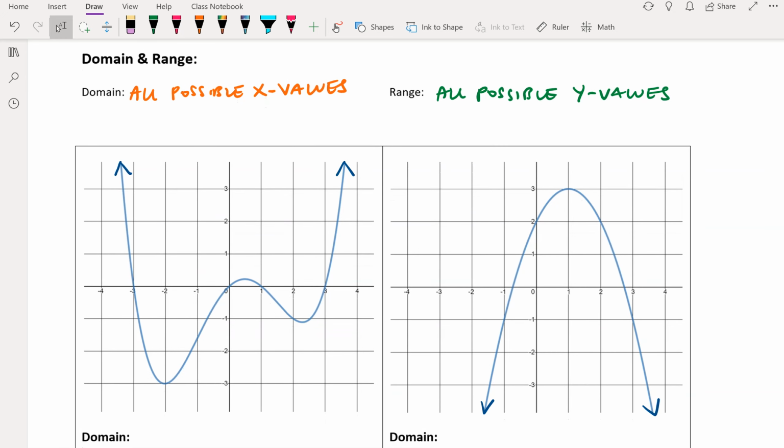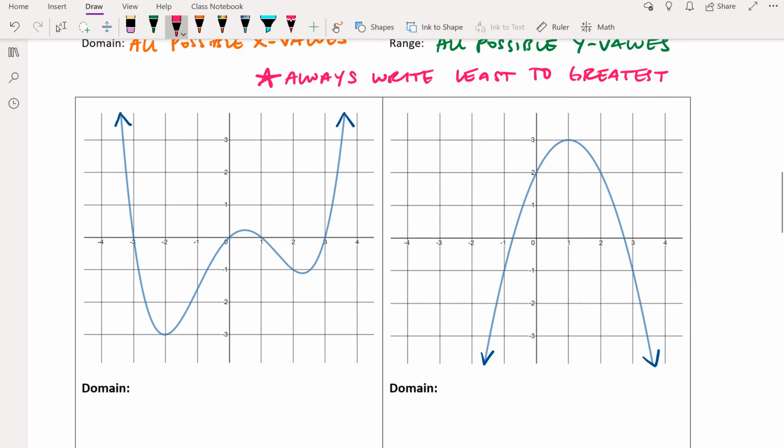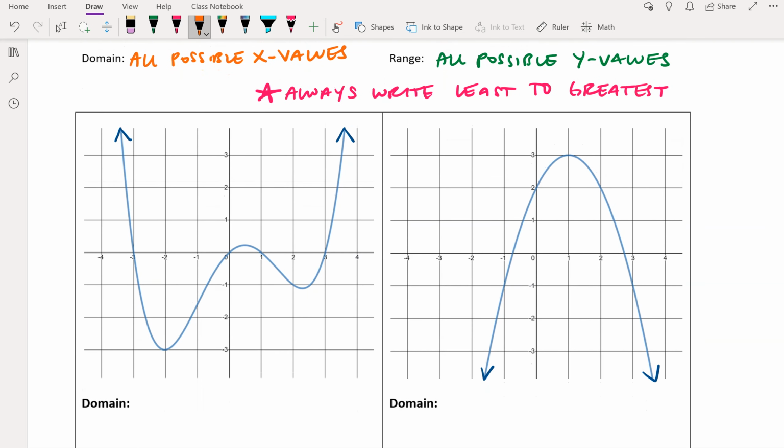And it's important again to have where you cross the x and y axis on your graph, and then also draw your arrows. Okay, and we're going to write a little important note to ourselves here. Always write domain and range always least to greatest. So smallest number comes first, and then bigger number comes last. And I'm going to show you two notations for domain and range. So let's do domain for both of these functions first.